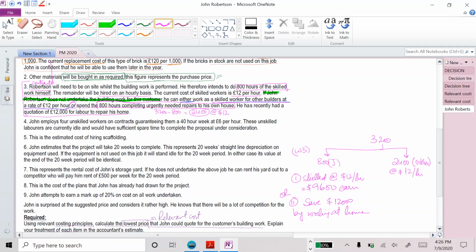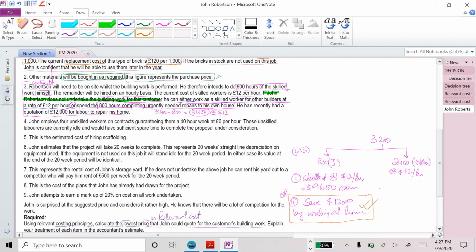Now, suppose this project is not here, suppose there is no project like this, what do you think John Robertson could have done? Which option is beneficial for John? Whether he should earn 9,600 or he should save 12,000 by working at home? He should save 12,000 working at home, because saving is more than the earning, right? So, in the absence of this project, John would have saved 12,000.